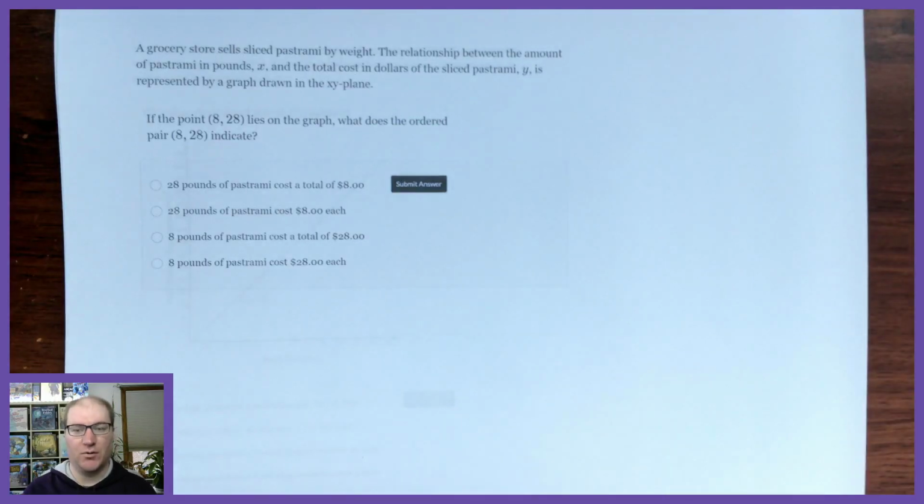In this video, I'm going to review with you some features of proportions. This first example says a grocery store sells sliced pastrami by weight. The relationship between the amount of pastrami in pounds X and the total cost in dollars of the sliced pastrami Y is represented by a graph drawn in the XY plane. If the point (8, 28) lies on the graph, what does the pair (8, 28) indicate?